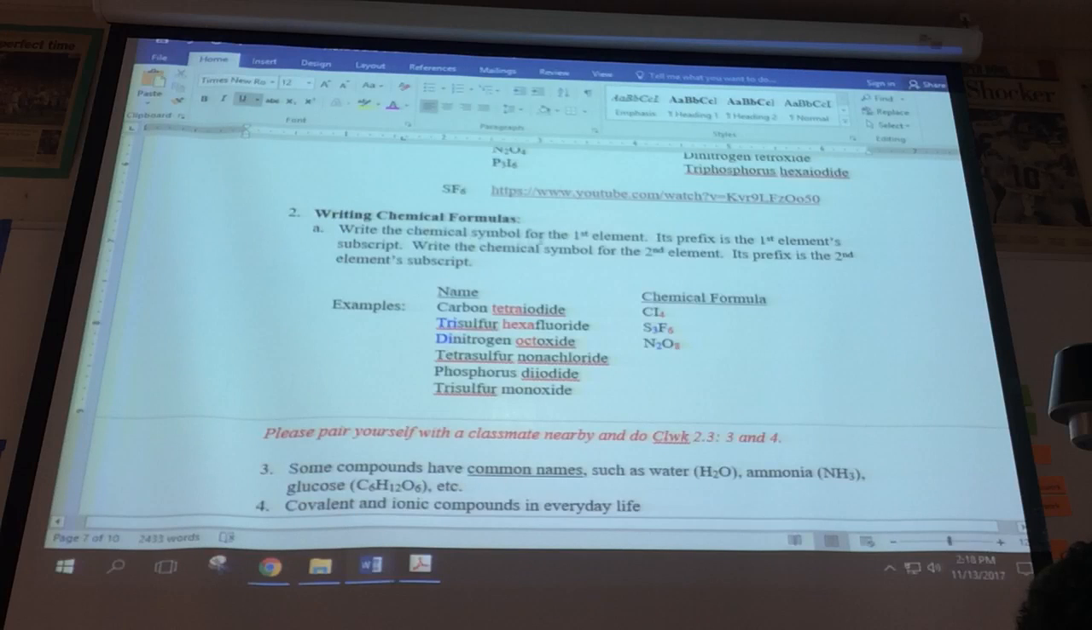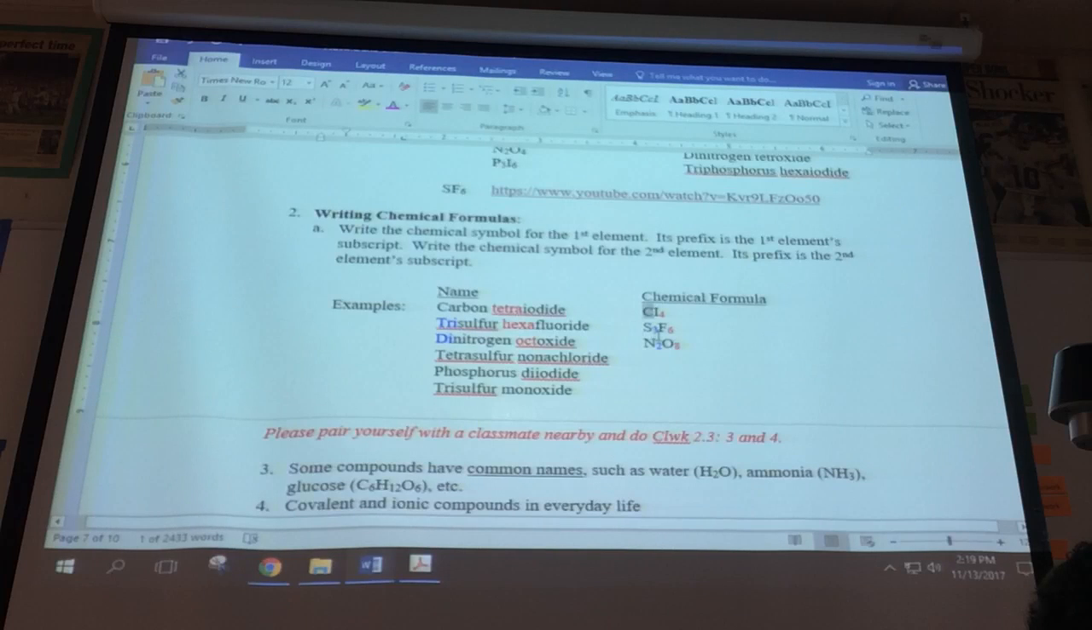You're going to write the chemical symbol for the first element. Its prefix is the first element's subscript. Subscript means under, so that's the little number at the bottom. Then you write the chemical symbol for the second element. Its prefix is the second element's subscript. For example, carbon has no prefix, so you have one of them. Tetraiodide, so I4. There's no swap and drop. It's much more straightforward.